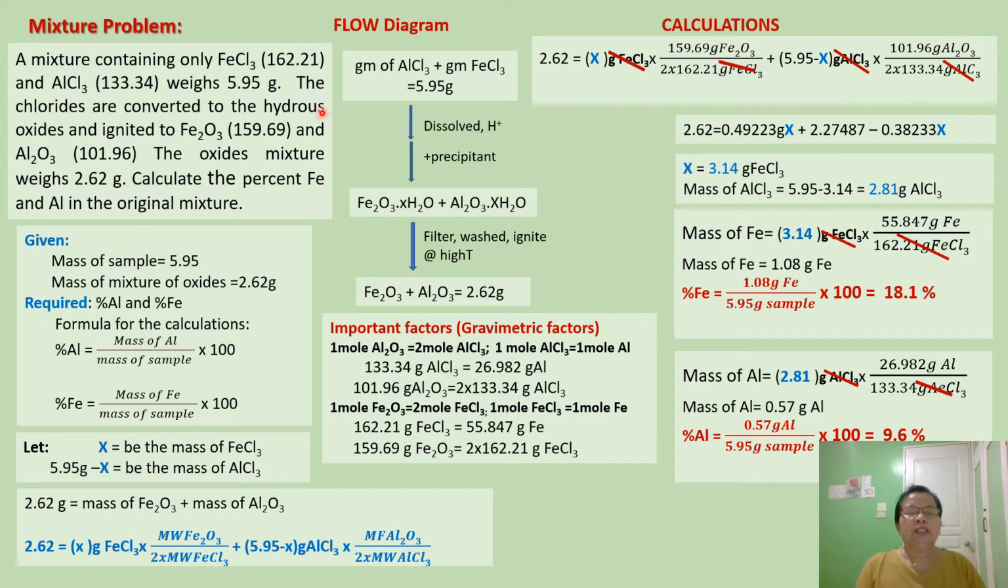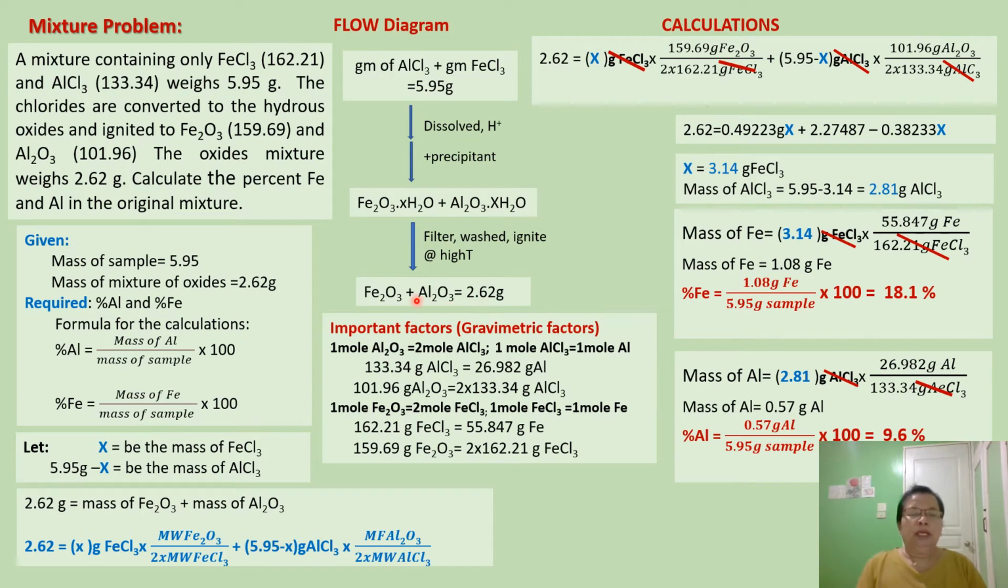Now, before I proceed to my calculation, let me show you first how aluminum and iron are determined from the mixture. This is the flow diagram of the analysis. We have the mixture here. We dissolve our mixture with water or maybe in dilute acid to transform aluminum and iron into ions. Then we add a precipitant. This precipitant converts aluminum and iron into hydrous oxides. Aluminum is converted into hydrous aluminum oxide and iron is converted into hydrous ferric oxide. Then we filter the solution, wash and ignite at high temperature. After ignition, we obtain this mixture of ferric oxide and aluminum oxide, and this has a mass of 2.62 grams.